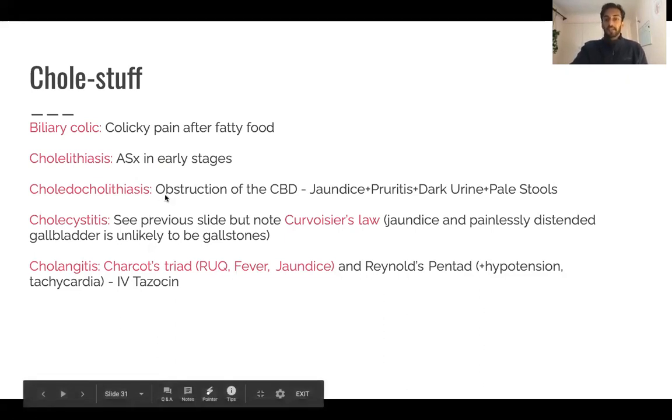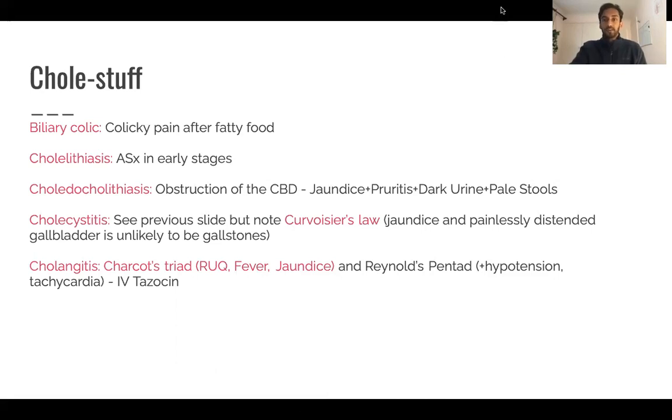Choledocholithiasis is specifically obstruction of the common bile duct. In this case, you've got jaundice, pruritus, dark urine, and pale stools. So it's classically that kind of presentation. For cholangitis, the main things you'd be looking out for are Charcot's triad: right upper quadrant pain, fever, jaundice, and Reynolds' pentad. I think I've spelled that wrong, actually. Essentially it adds hypotension and tachycardia.